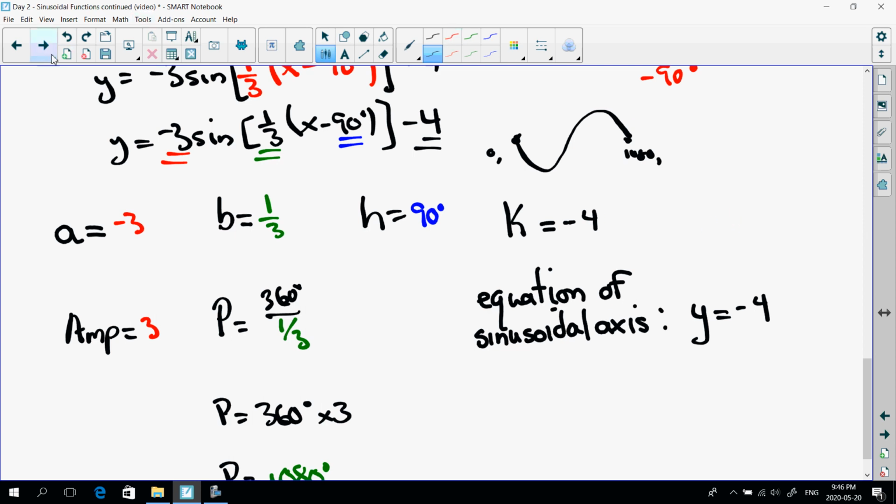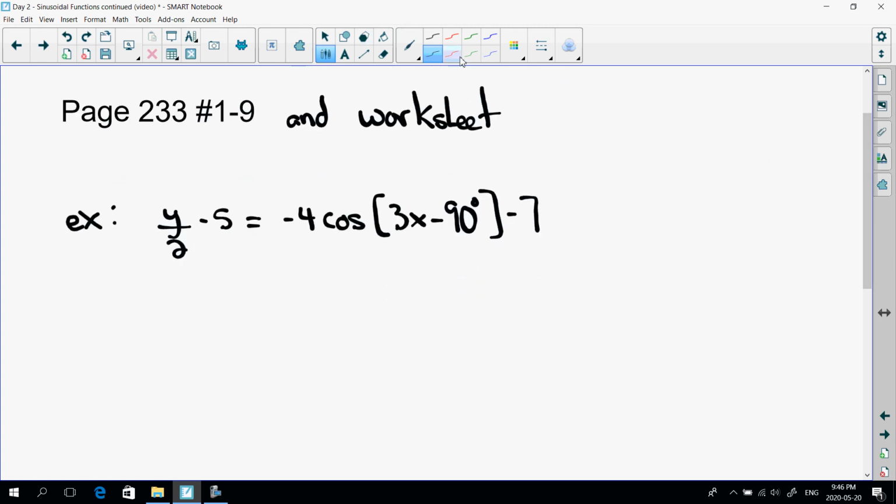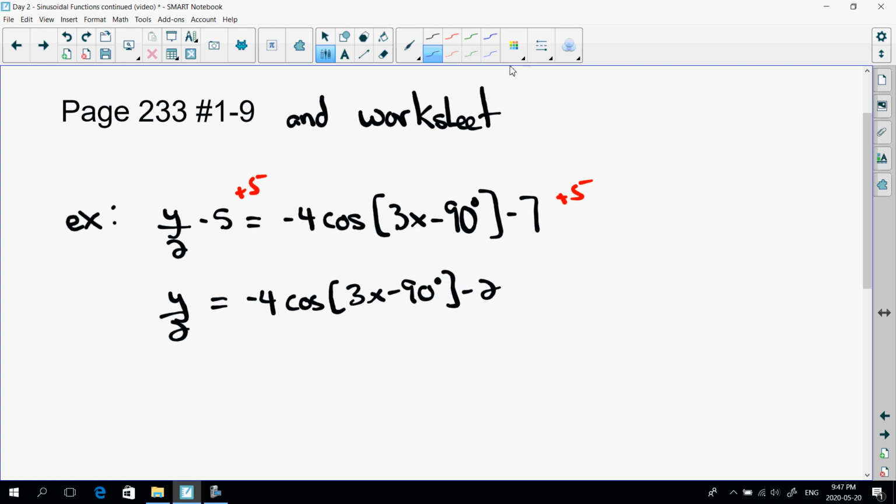I'll do one more example, and then you can try the worksheet or these questions from the textbook. So for this guy, I'm going to add 5 to both sides. You can try this, pause the video and try this on your own first, okay? And then when you unpause it, you can kind of follow along and see how you made out. So if I add 5 to both sides, I end up with y divided by 2 equal to -4 times the cosine of 3x minus 90 degrees. And this would become a -2, -7 plus 5.